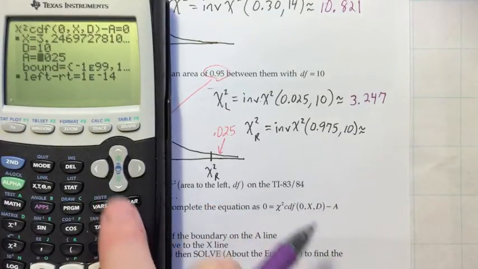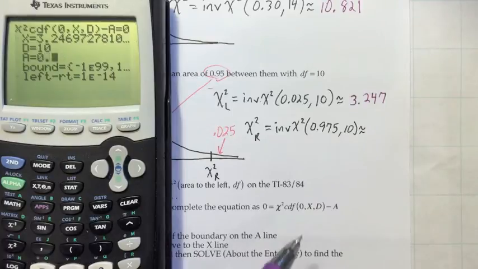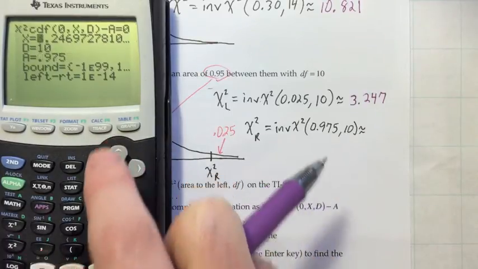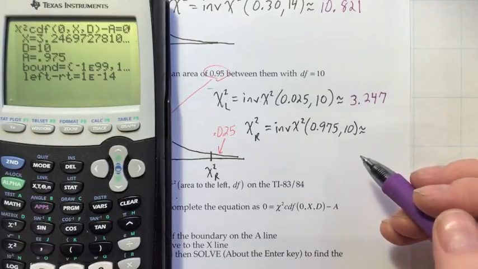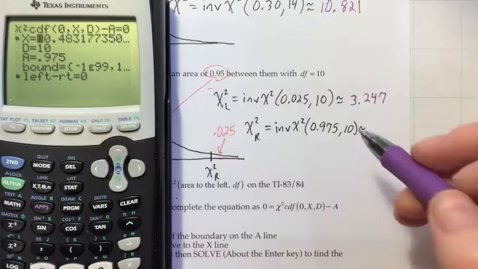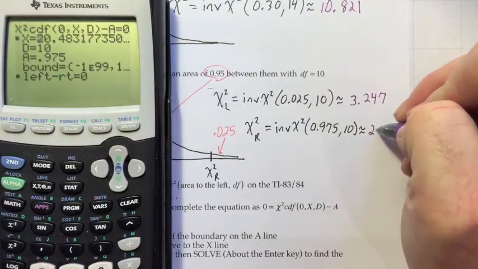And then we need to do that one more time down here. DF is the same. Area to the left now is 0.975. Go back up to the X. Alpha, enter key for solve. Let it do its thinking. And it should come back with that answer, 20.483.